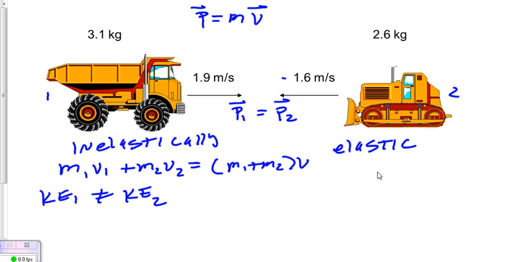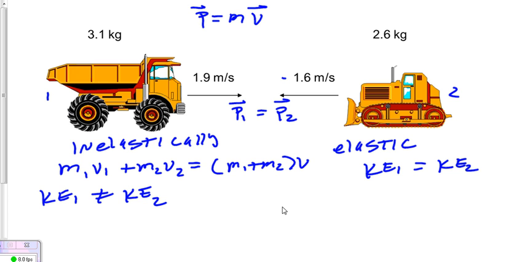For elastic, the sum of kinetic energy 1 does equal the sum of kinetic energy 2. It's conserved. And we're assuming a perfectly inelastic collision and a perfectly elastic one. So what does the momentum equation look like for the bulldozer and the truck if they collide elastically? So I'll write that one down here.